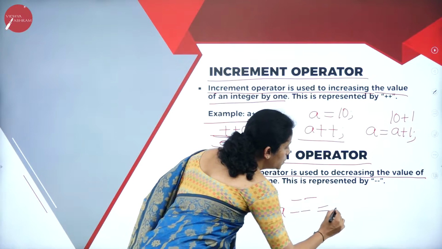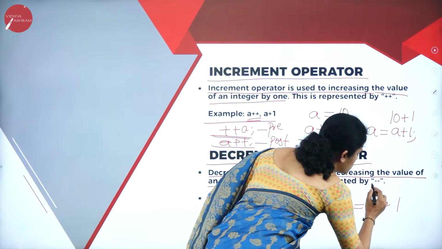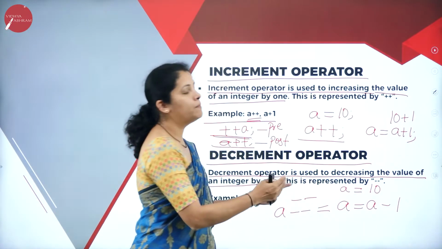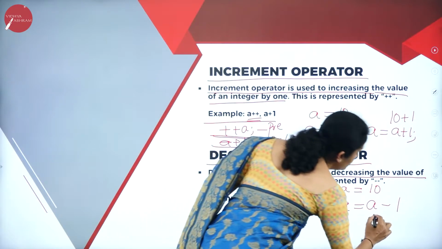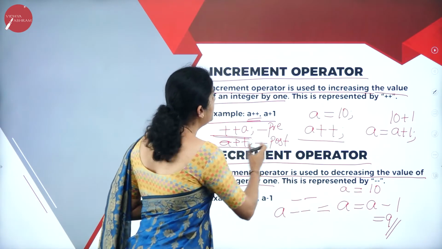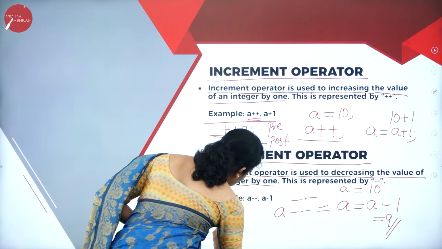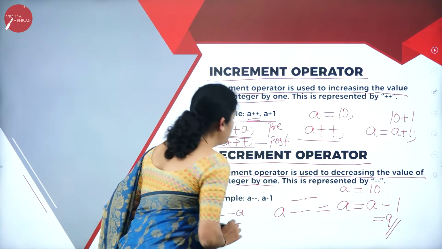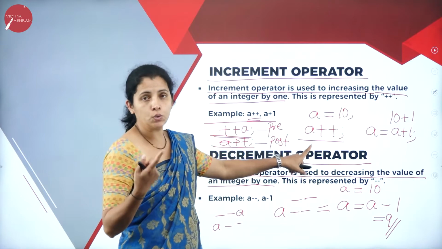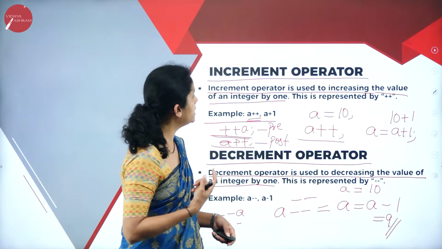This is equal to a minus 1. So what is the value of a? It is 10. 10 minus 1, what's the value? It is 9. And in the decrement operator, once again we are going to have pre-decrement and post-decrement. These are the two types of decrement operator, that is pre-decrement and post-decrement.